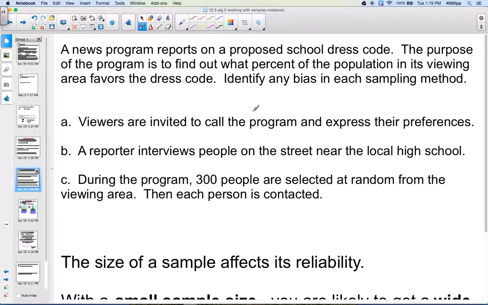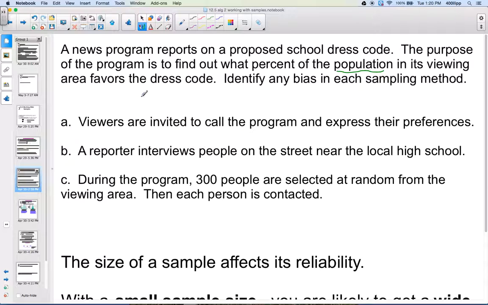So let's take a look here to see if any of these are biased and why. It says a news program reports on a proposed school dress code. The purpose of the program is to find out what percent of the population in its viewing area favors the dress code. Identify any bias in each sampling method. So it's not just saying that they're asking just the students at the school, it's saying overall. So it's just talking about the population in general, not specific people.